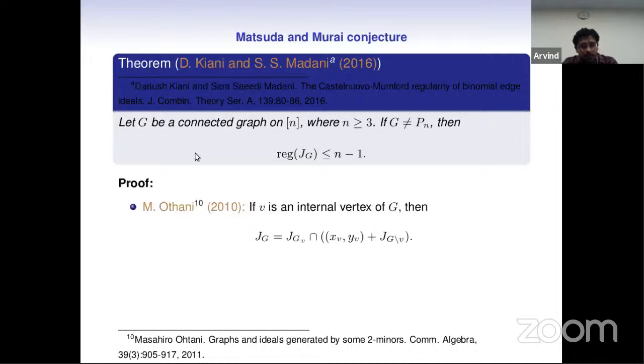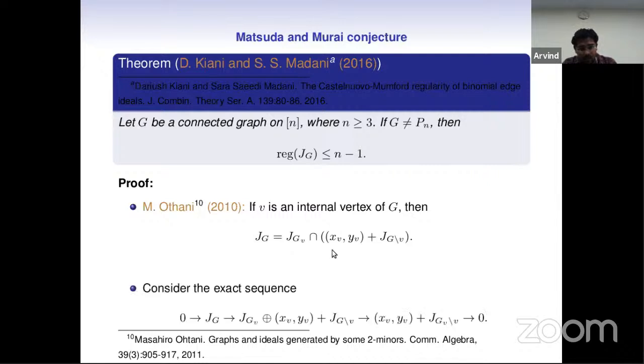Okay, the proof is as follows. By a result of Mohammadi, if V is an internal vertex of G, then J_G can be written as the intersection of the binomial edge ideal of G_V and (x_V, y_V) plus the binomial edge ideal of G without V. Since J_G can be written as an intersection of these two ideals, we have this short exact sequence of ideals.